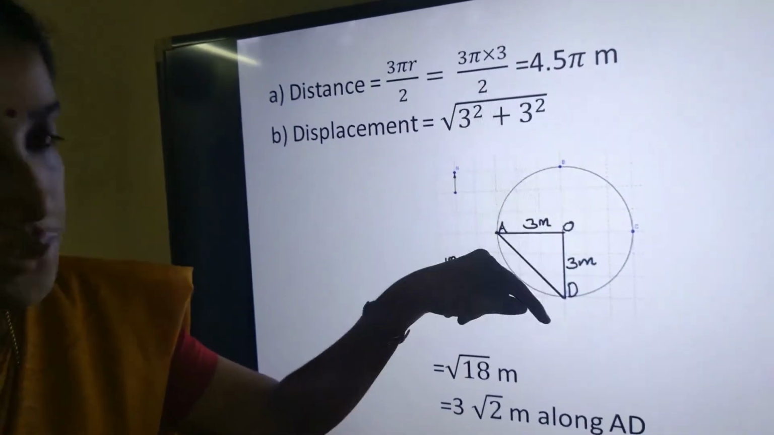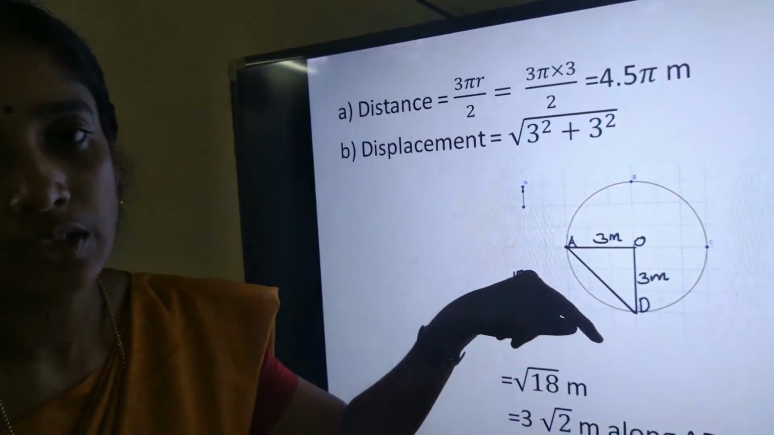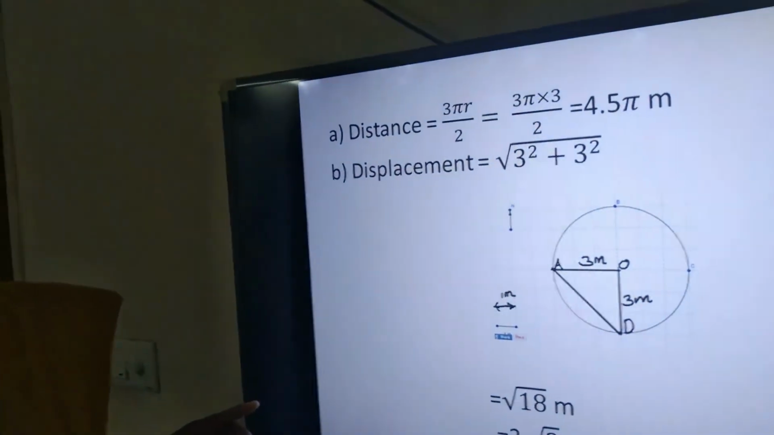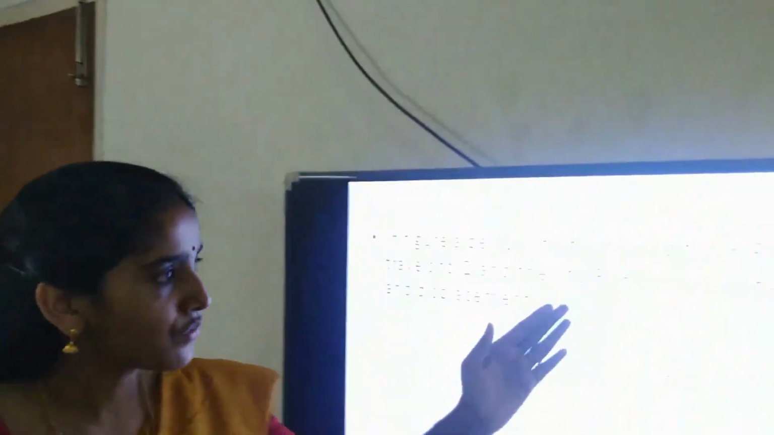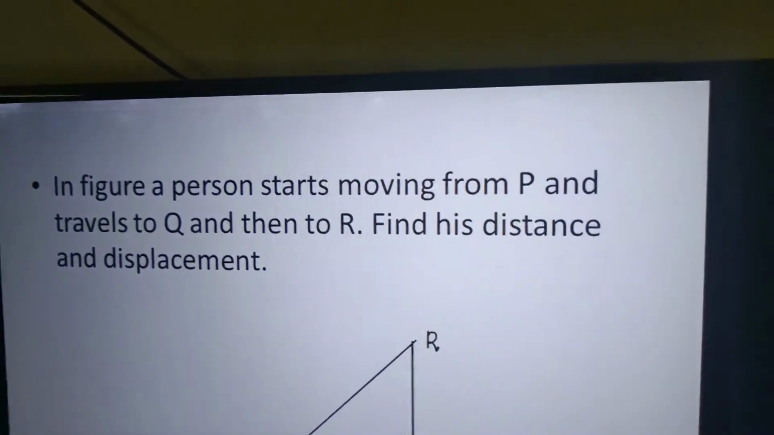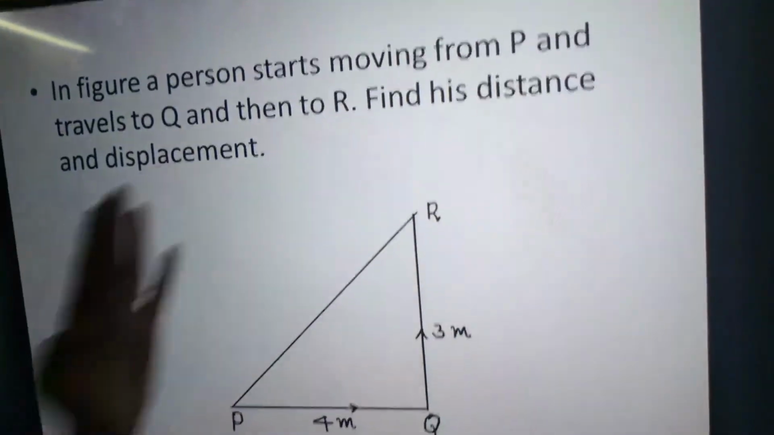Either you write towards D or you write along AD. Both ways you can mention the direction. Now let's see the next question. So what is given here? In this figure, a person starts moving from P, then travels to Q and then to R. Then find his distance and displacement.